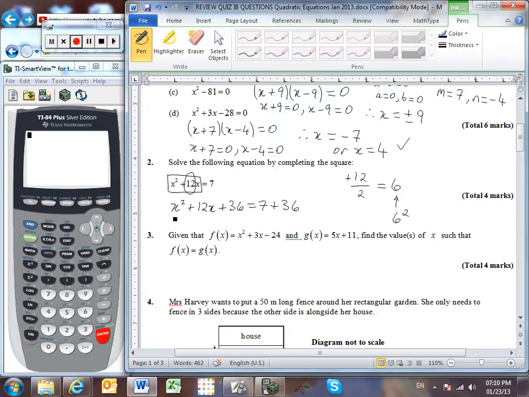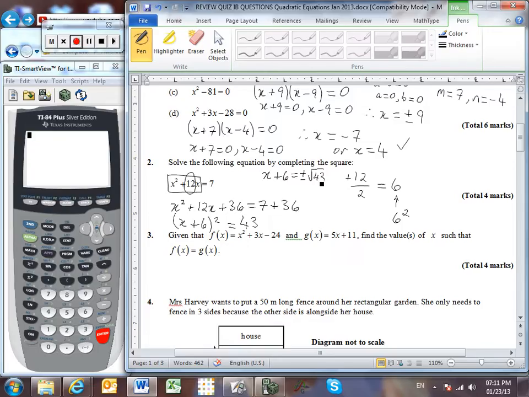And the left-hand side, as I showed you a moment ago, we know will factor to half of the 12, which is positive 6, x plus 6 all squared. And on the right-hand side, I've got a 43. Perfect. I've now isolated a perfect square, so let's take the positive and negative square root of both sides. That will give you then that x plus 6 is equal to plus or minus root 43, which sadly doesn't simplify because 43 is not a perfect square.